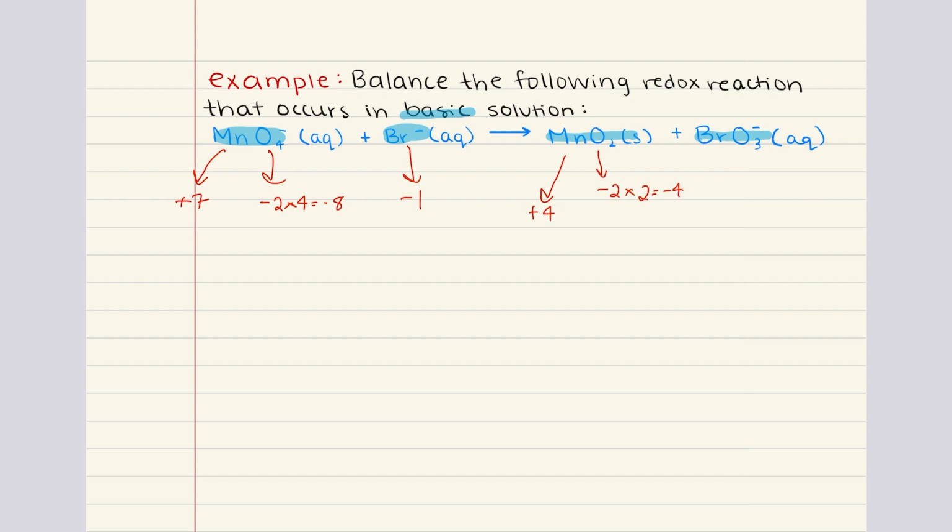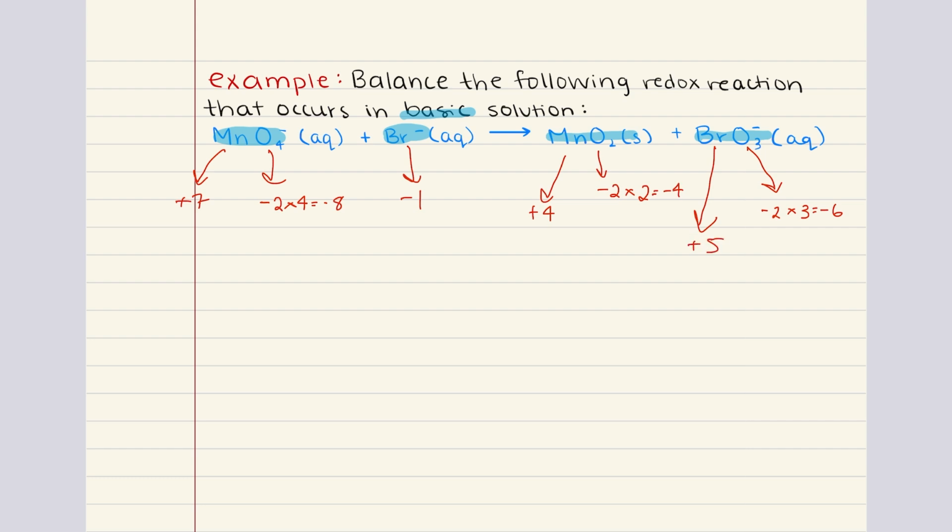And then last, we have our bromate ion. This has a charge of -1, so we have to keep that in mind when we're summing up our oxidation numbers. Here, oxygen is more electronegative, so it has its typical oxidation number of -2, and there are 3 oxygen atoms. This gives us a total of -6. In order for the sum to equal -1, bromine has to have an oxidation number of +5.